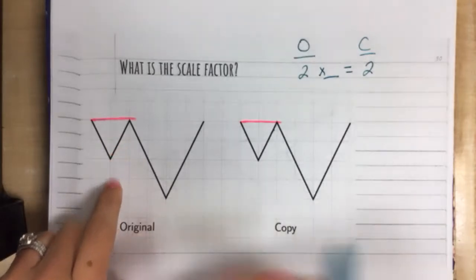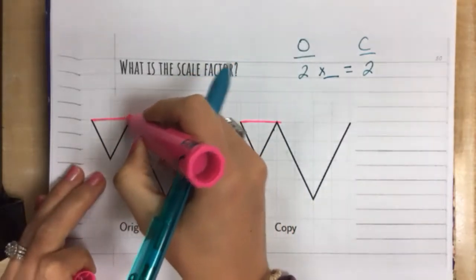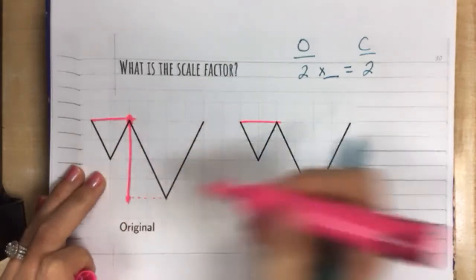2 times what equals 2? I know you know the answer. Hang tight with me. Now let's do from the very top here to where the bottom is. So we're going to do this length.